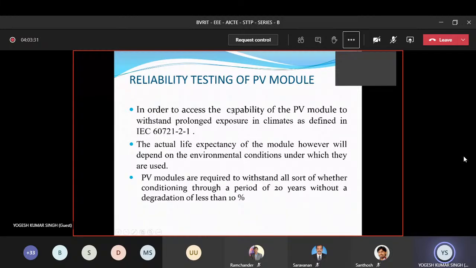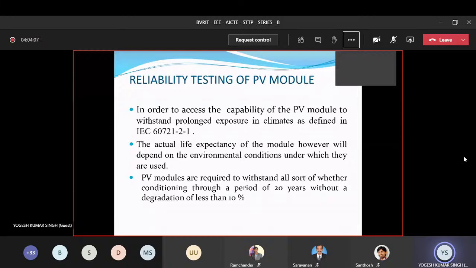Then the PV module is required to withstand the stress conditions for a period of 20 to 25 years with degradation of less than 10%. So there is one degradation criterion. The degradation will affect the power, current, fill factor, and other parameters. If your module is crystalline technology, the degradation rate is around 0.5% year over year. And if your module is thin film technology, the degradation rate is higher, around 1 to 2% each year.